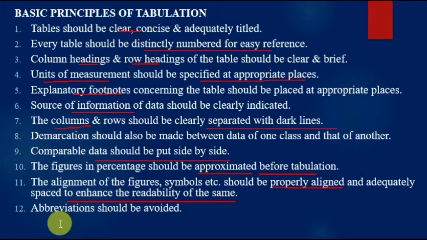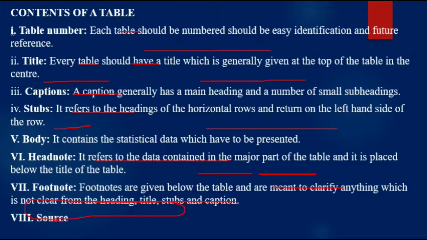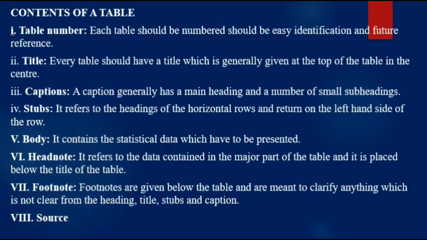Abbreviations should be avoided. This is very much important. We should not use abbreviated data in the tables. So these are certain important principles. Of course, this is a very familiar one, but I mention it here as a simple understanding for our benefit. Then we will see the contents of the table. So what contents are there? There are some eight contents. This is a very simple one, but let us take a brief look once again.